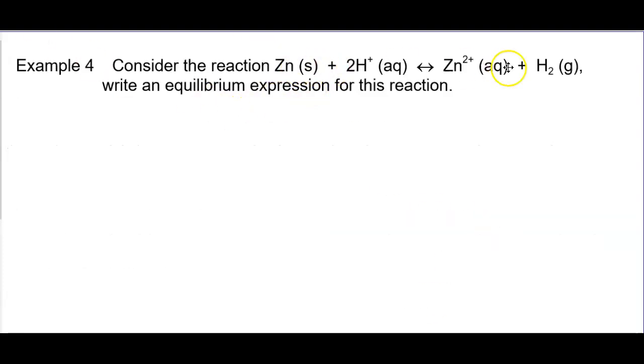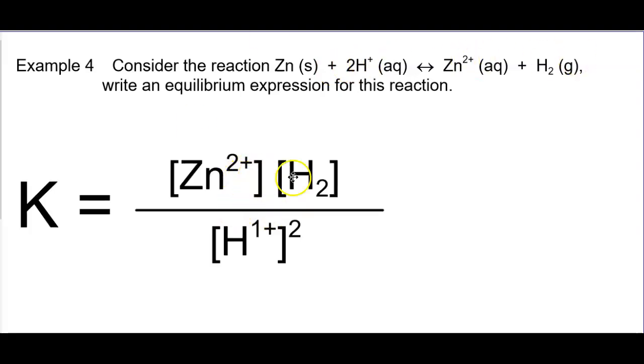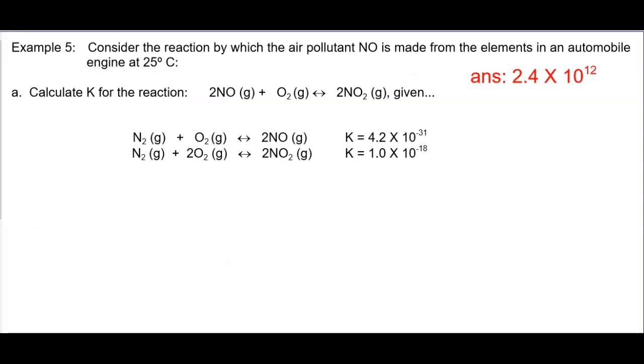So here's an example with a solid, an aqueous, and a gas. Remember I said solids and liquids are left out. Everything else should be in there, so basically gases and aqueouses will be in your expression. This is just an example with ions instead of atoms of how to write an expression. Now I didn't put in zinc because zinc's a solid, so zinc was left out. It's a 1 basically.